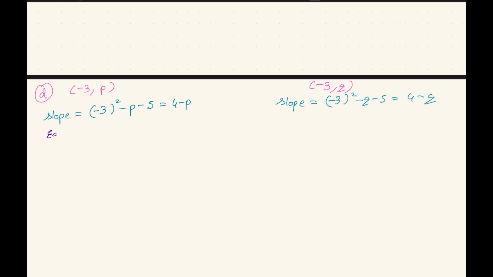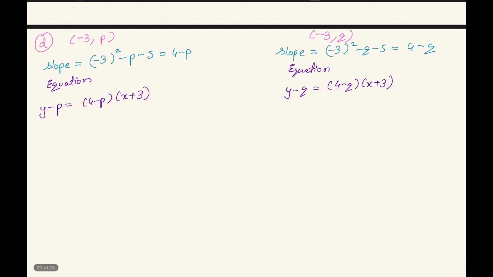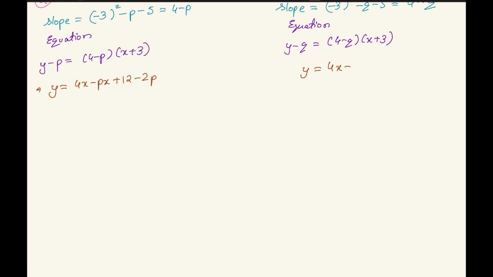Now, if I write the equation of tangents, y minus p equals slope times x minus x1, so x plus 3. Even for this one, if I write the equation, y minus q equals 4 minus q, x plus 3. Now, we just have to expand both of them. So, when I open the brackets and write them, I'll get these two expressions. Everything remains the same, just p becomes q.